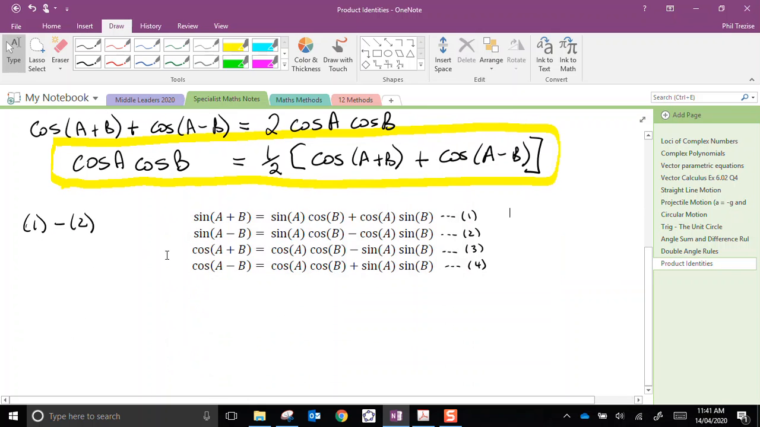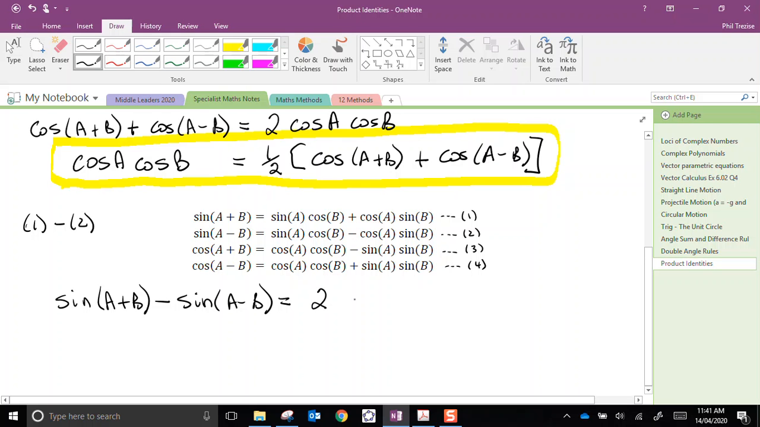So we were going to go equation 1 and we were going to subtract. So sine of A plus B, subtract the sine of A minus B. Now this time the first term, sine A cos B, would subtract to leave nothing. And here, cosine of A, sine of B, subtract a negative is the same as add.